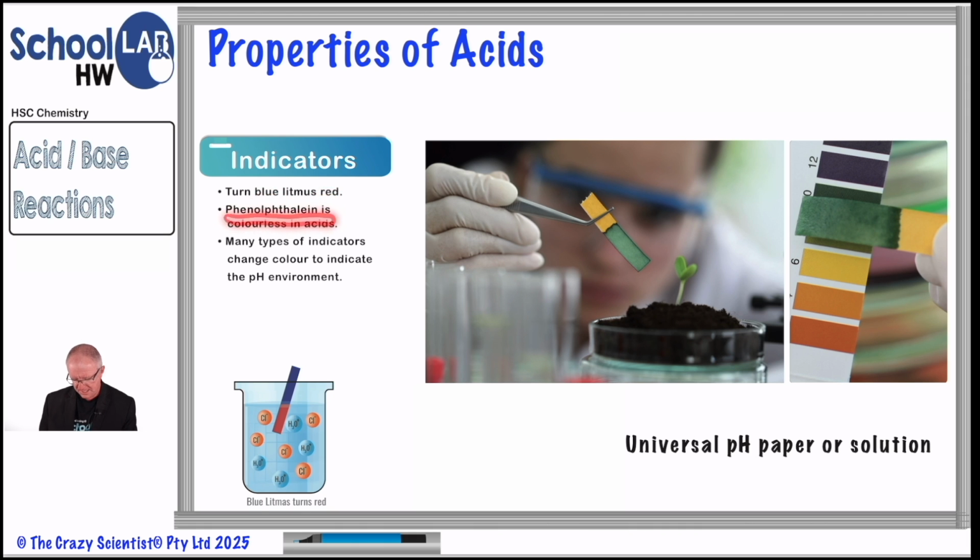Another indicator is called phenolphthalein. Now phenolphthalein is colorless in acid but pink in base, and so at around about pH 8.2 or so it changes from colorless to pink, and we'll come across that one when we do titrations, but that is another one as well. So there are many types of indicators that change color to indicate the pH environment, and we'll talk more about that in the video on indicators. But that is a quick characteristic of acids.